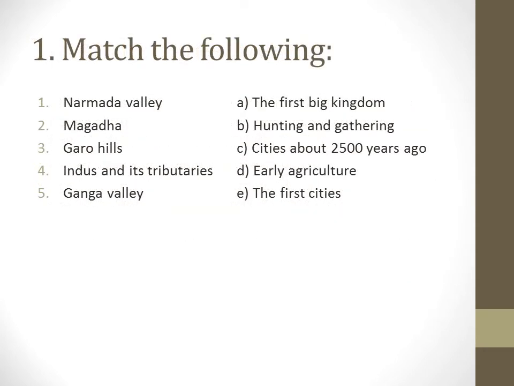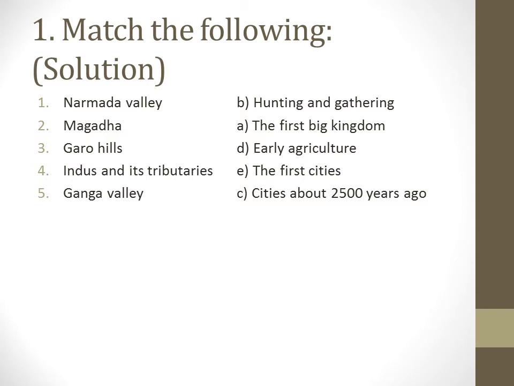Okay, with this, the first chapter gets over. Now we will be having exercises. Question 1 is match the following. I hope you remember how we have to write the match the following. The questions are Narmada Valley, Magadh, Garo Hills, Indus and its tributaries, Ganga Valley. This we studied in the map. You had to remember that. Now the answer for that is given in the next slide.